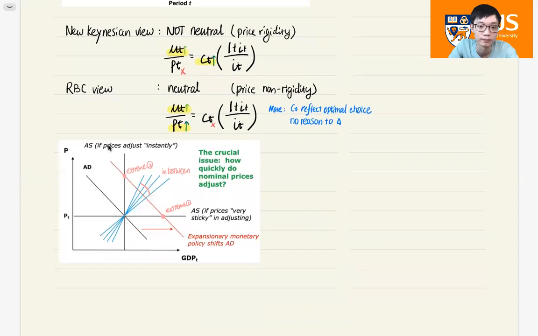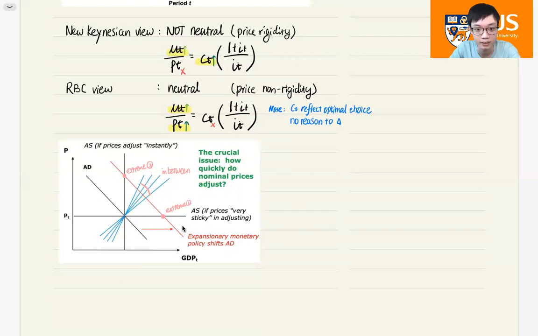So you will see that normally you will have an aggregate supply curve at PT if you believe in the Keynesian view, because the price is rigid, will not change. So here I have an extreme one, that is the expansionary monetary policy will shift AD and intersect this AS curve here. And as you can see, the consumption goes up, the GDP goes up, right?